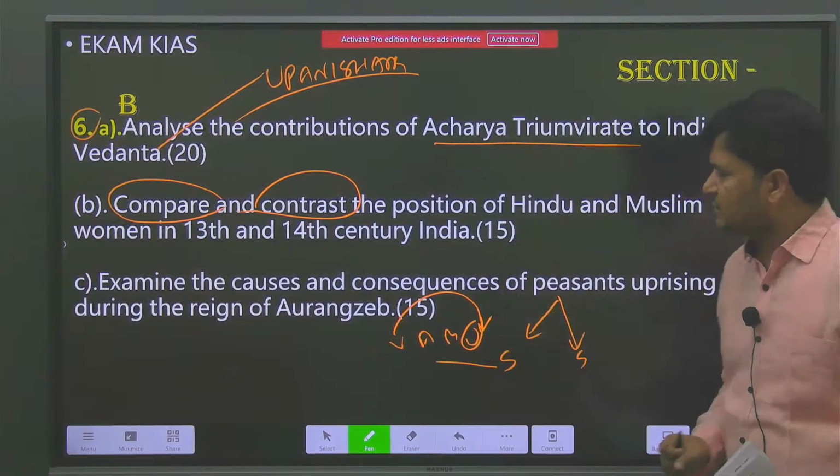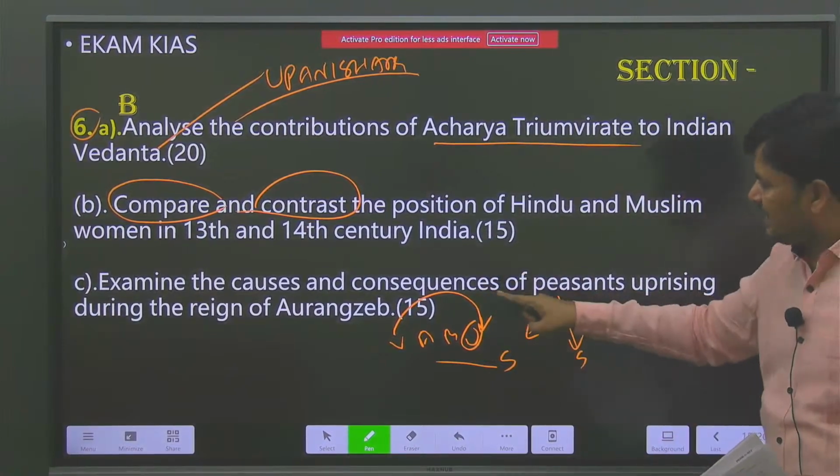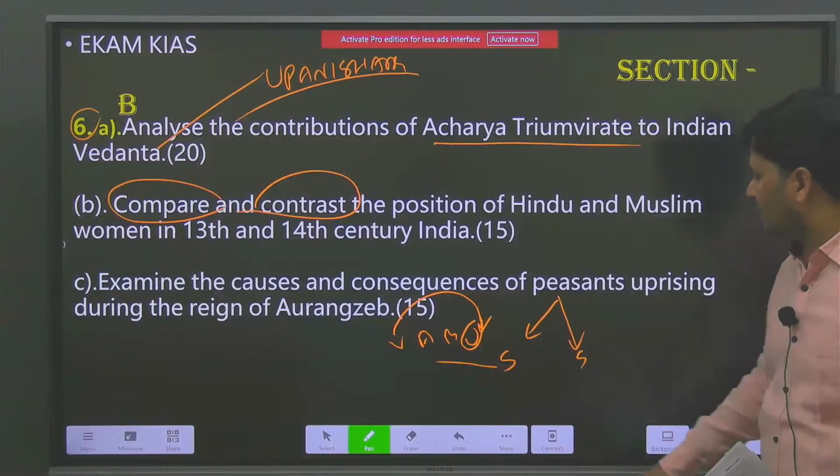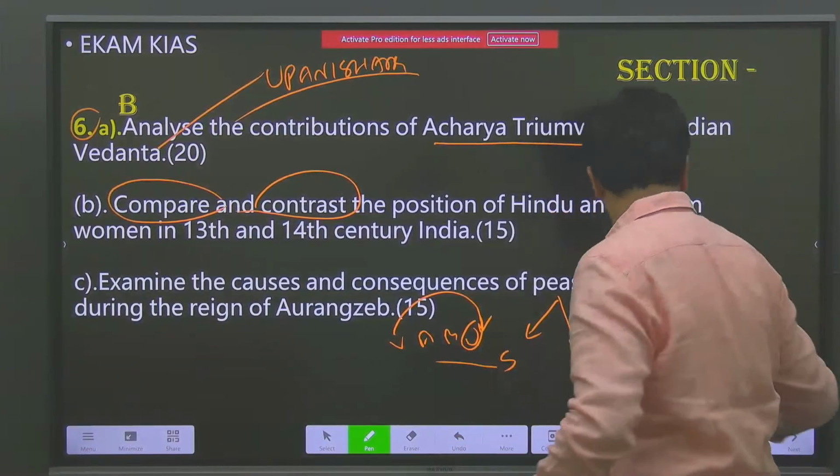And finally, sixth question, final. Examine the causes and consequences of peasants' uprising during the reign of Aurangzeb. This is another direct question, let me tell you.